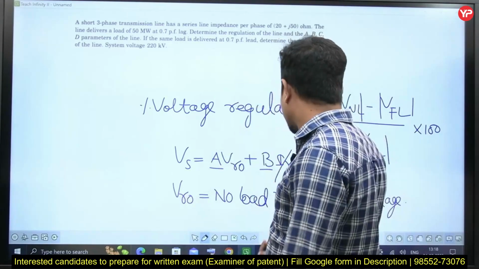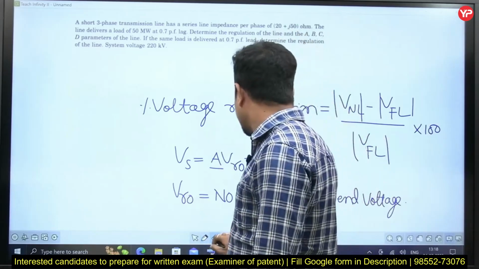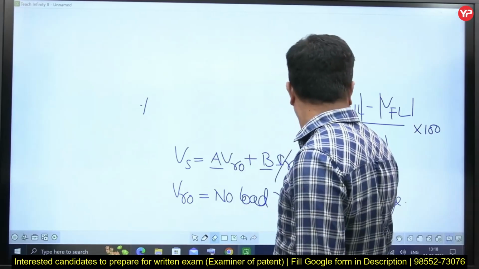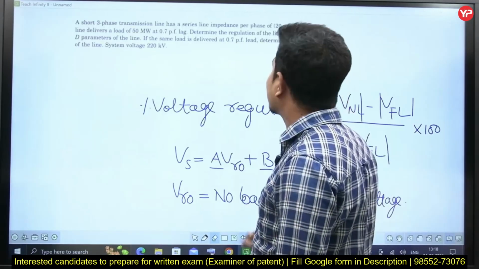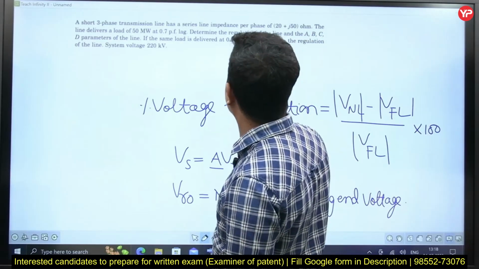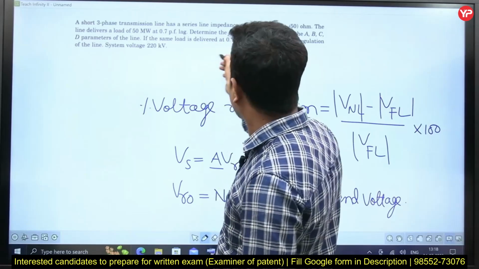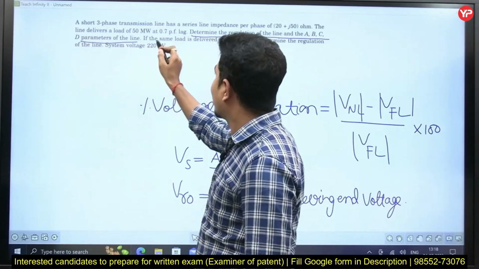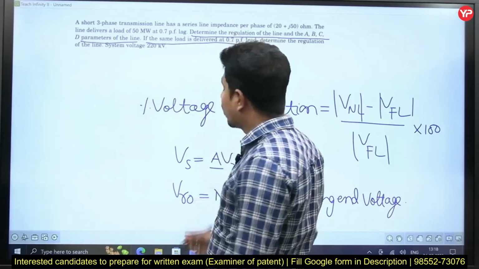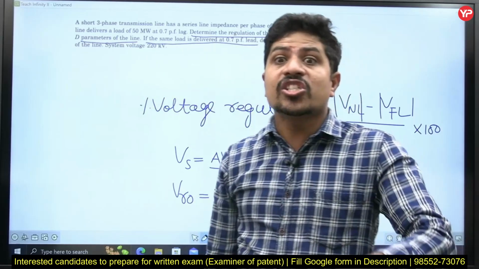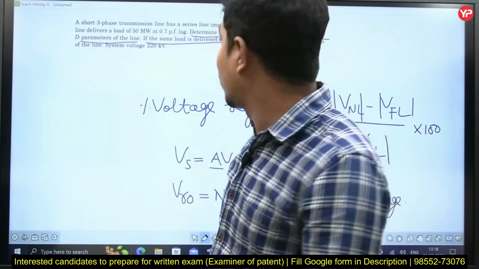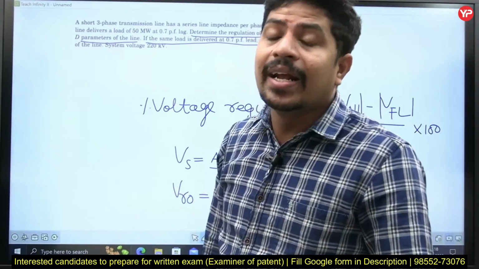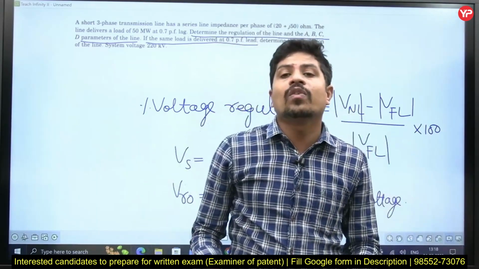So the same is being asked: find ABCD parameters. Observe here, the line delivers... Determine the voltage regulation of the line, ABCD parameters of the line. If the system is delivered at 0.7 power factor lead, he is changing the power factor from 0.7 power factor lag to 0.7 power factor lead, and then he is asking what will be the regulation.